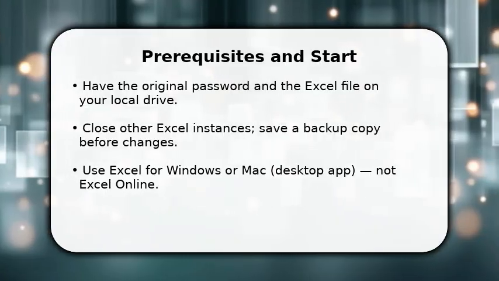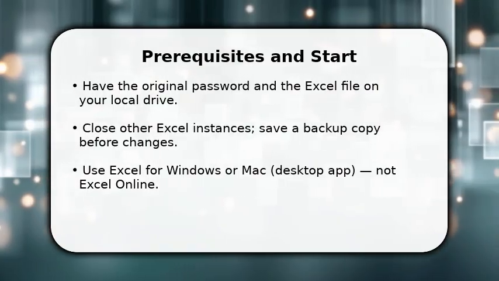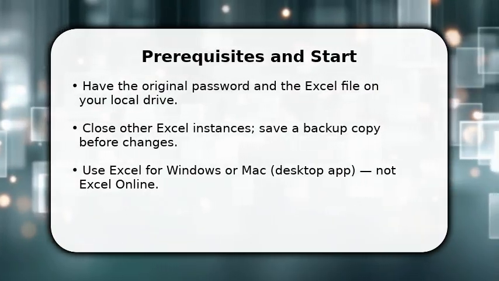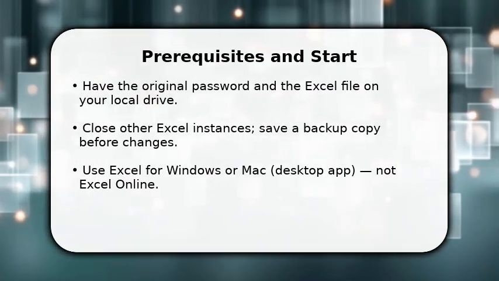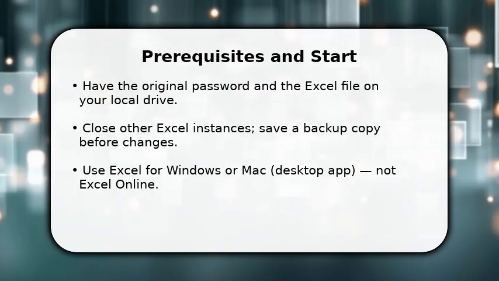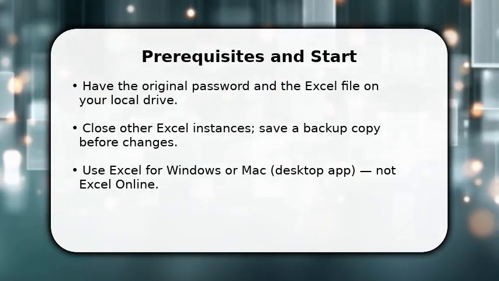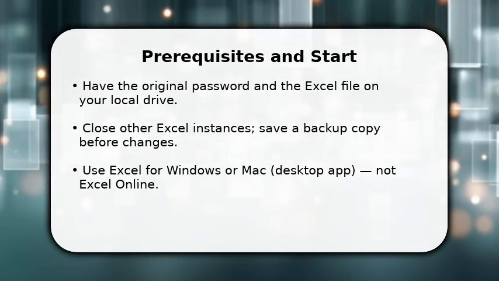You begin only if you know the existing password. This is the only legitimate way to cancel it. Open the desktop Excel file and make a manual backup copy in the same folder, because once you change protection, you want a fallback. Once done, launch Excel and open the backup.